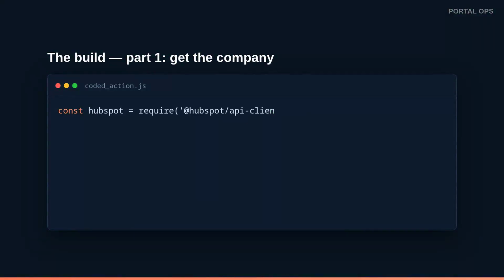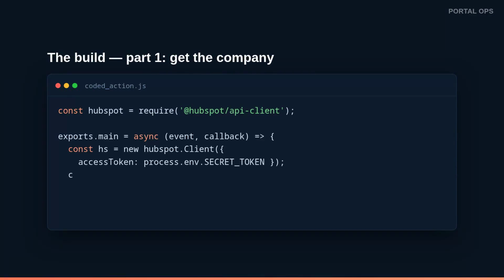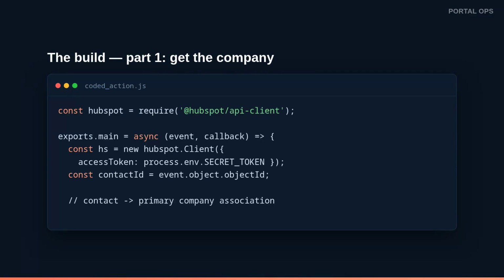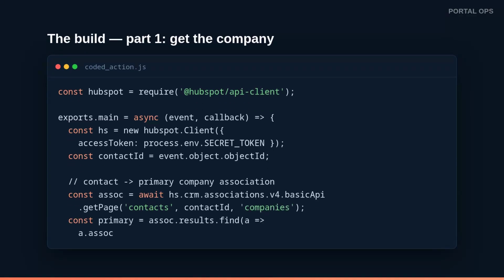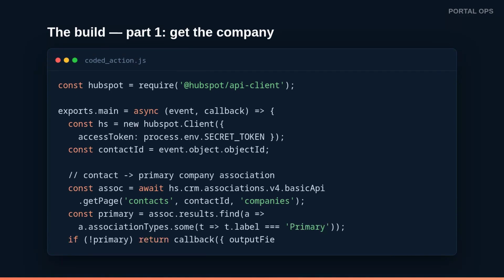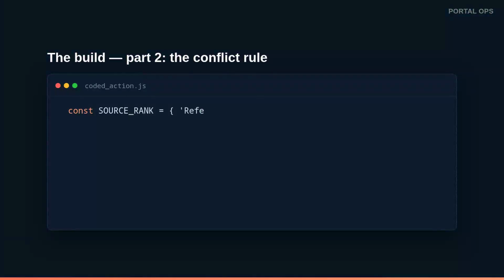Part 1 of the code. Find the company. The enrolled contact's ID arrives in the event object. We walk the V4 associations from the contact to its companies, and, this matters, we filter for the primary association specifically. Contacts can be associated to multiple companies, and pushing data to all of them is how you smear one contact's lead source across half your database. No primary company? We exit cleanly and report that in an output field, which you can branch on later in the workflow.